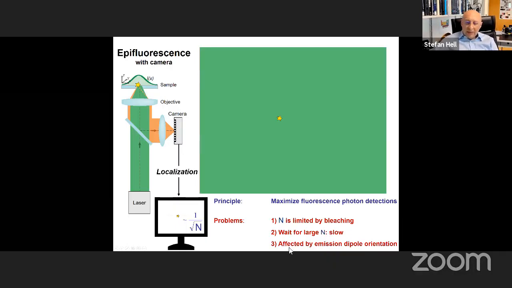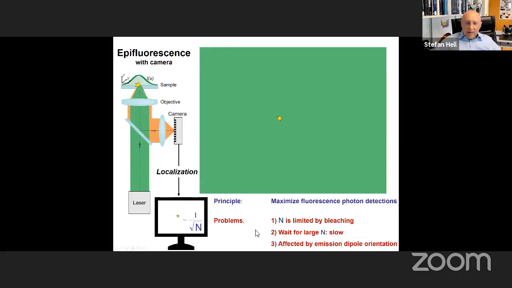And then there is a problem that is sometimes underestimated. Many people try to tackle it, but actually it has not been sorted out satisfactorily. The position that you get does not only depend on the number of fluorescent photons, it also depends on the orientation of the emission dipole with respect to the optical axis. And if the molecule is slightly off the focal plane, this can be a large factor, like 10, 20, or even 30 nanometers or so. And so you have a serious problem with the actual position that you get. So it's off by a substantial amount.